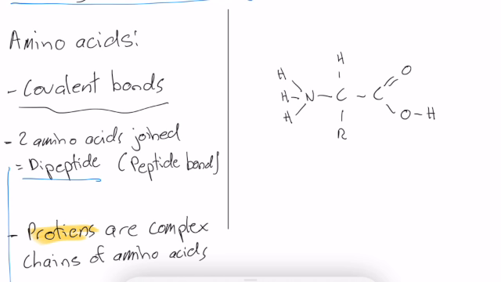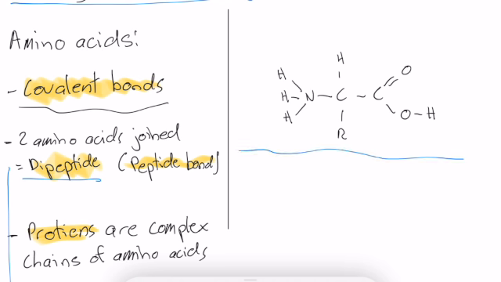We know amino acids are joined by these covalent bonds. We know that two amino acids joined together are called a dipeptide. Now, they're bound together by what's called a peptide bond, which I'll talk about in just a moment.